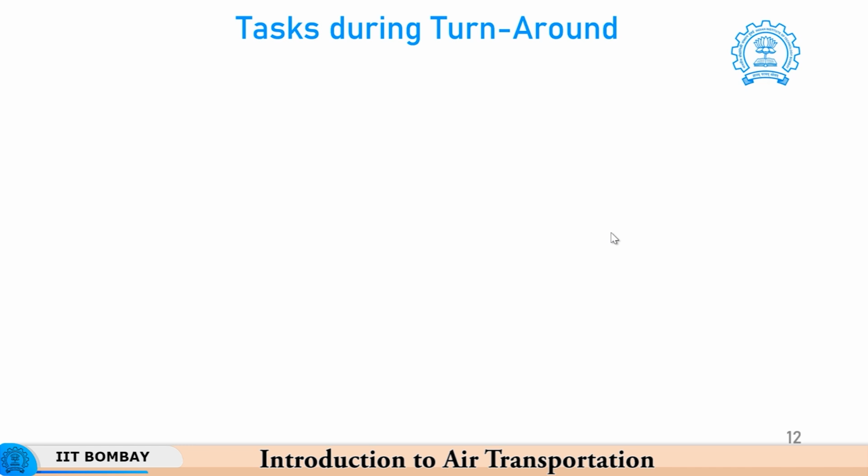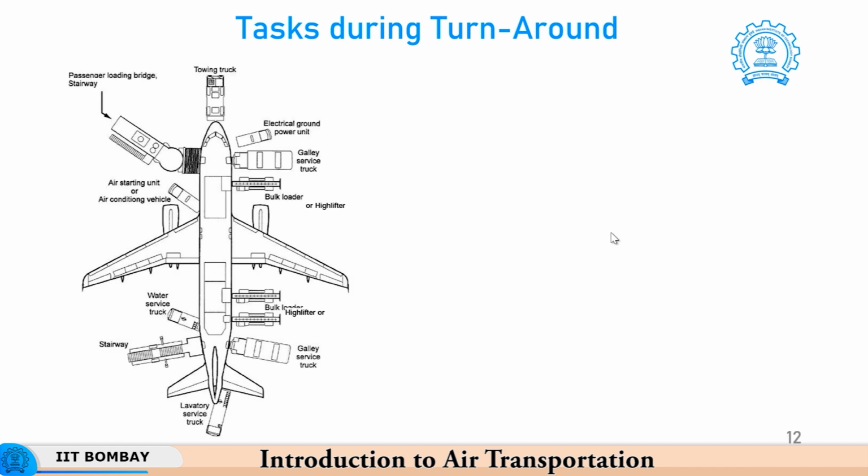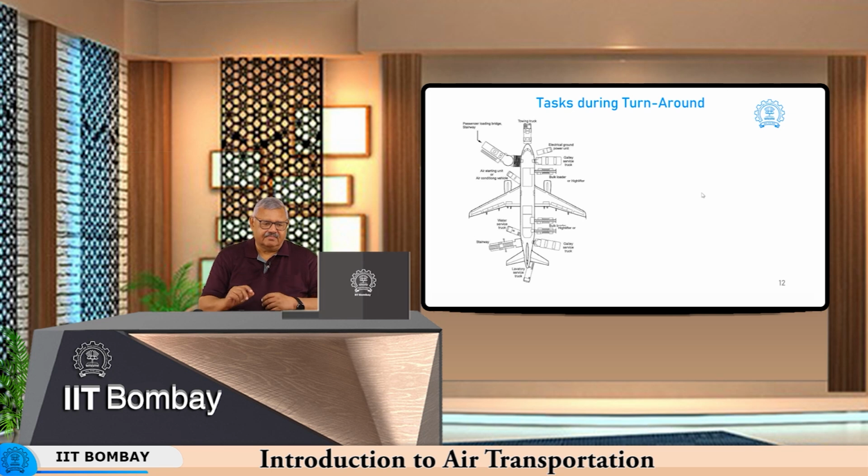What are the tasks which are done during turnaround? Let us take an example of a typical medium range jet aircraft. So, here is a picture showing the various vehicles and systems that come and dock themselves to an aircraft. So, what is the sequence? The first thing that you do when an aircraft arrives at an airport is chocks on, that means you make it stop any further motion, and then the crew and the passengers have to disembark from the aircraft.